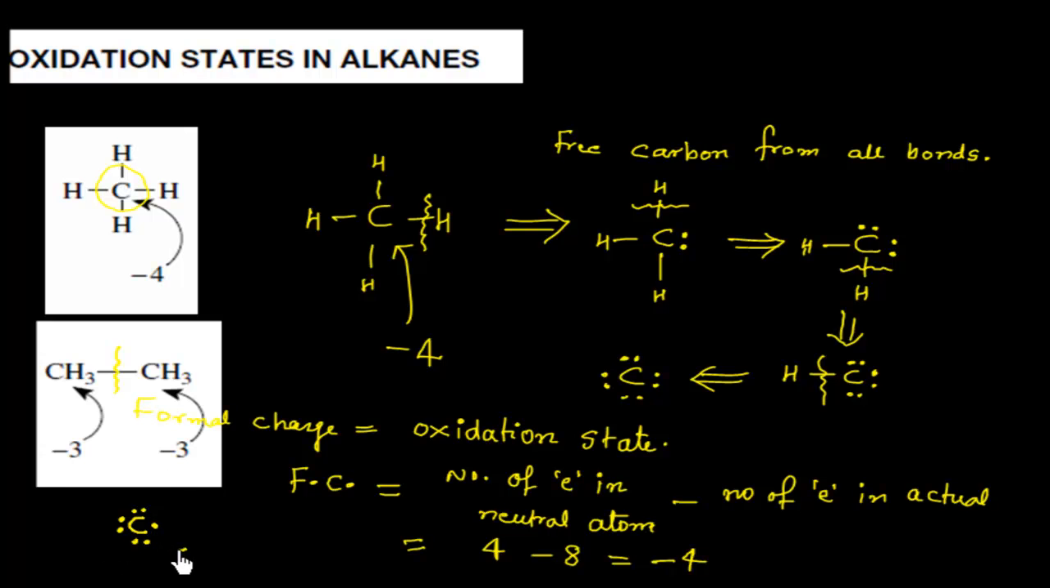So what is the formal charge in this case? Carbon should have 4, but right now it has 7. So basically the formal charge is minus 3, and this is the oxidation state. So in this case the oxidation state is minus 3. So you see, in methane carbon has an oxidation state of minus 4, and in ethane carbon has an oxidation state of minus 3. So this point is important.